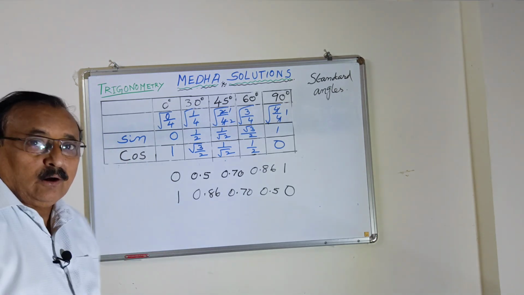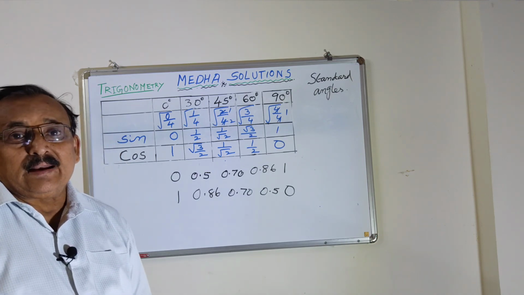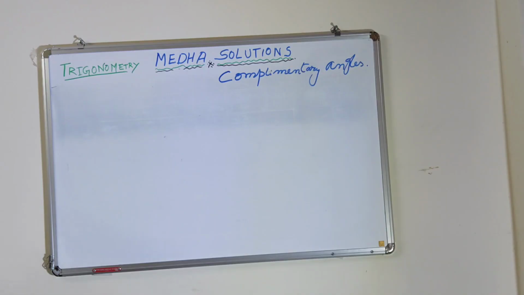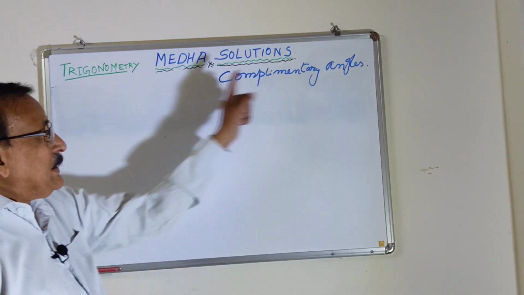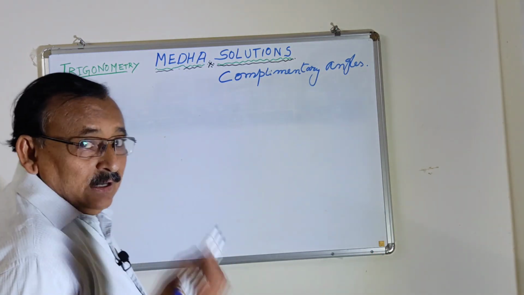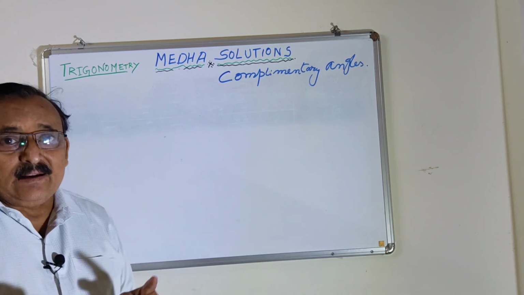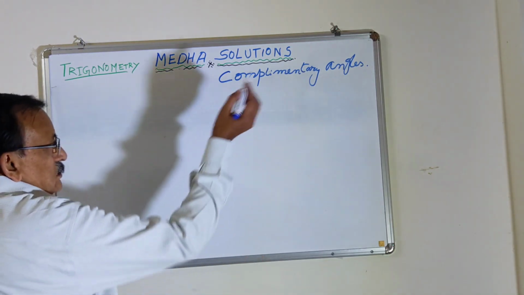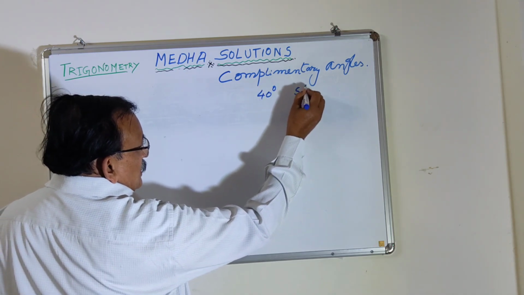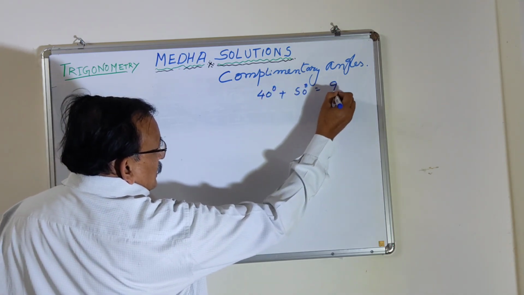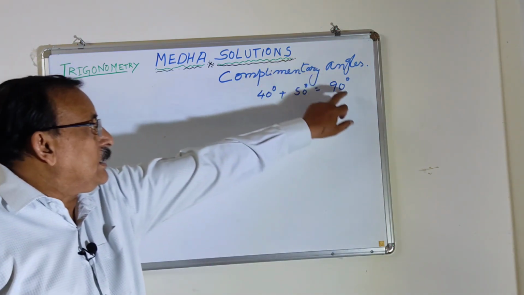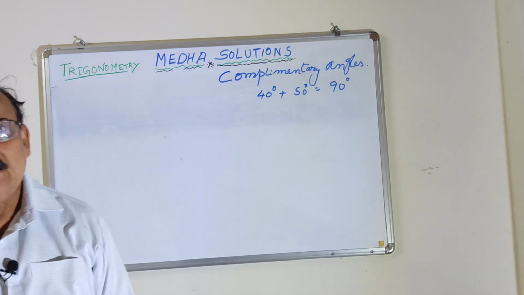And now we are going to learn about the complementary angles of trigonometric ratios. Students, what are complementary angles? If two angles add up, you should get 90 degrees. Suppose one angle is 40 degrees and one is 50 degrees. If you add 40 plus 50, it is equal to 90 degrees. So these 40 and 50 are called complementary angles.